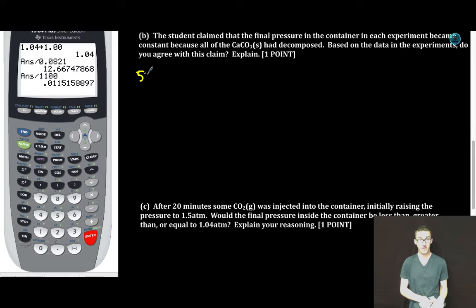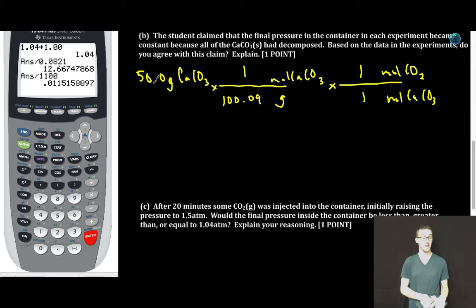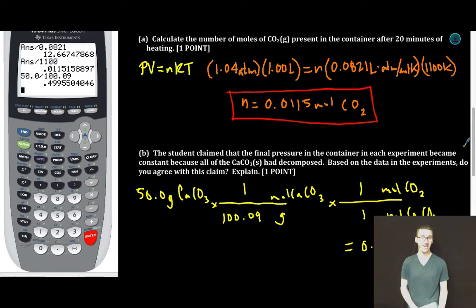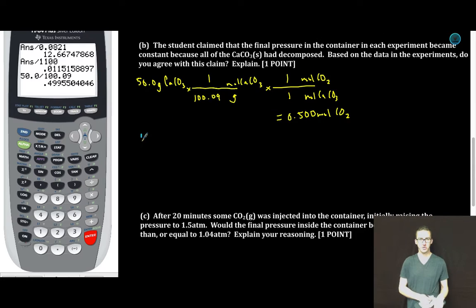Well, if we had 50.0 grams calcium carbonate, like we did in that first trial, let's use some stoichiometry to determine how much CO2 would have been produced if all 50.0 grams of this calcium carbonate had decomposed. 50.0 divided by 100 is 0.500. Answer: if that were true, we would have gotten 0.500 moles carbon dioxide gas, which we just decided in part A that we didn't get. We only got 0.0115 moles. So, I do not agree with the student's claim.